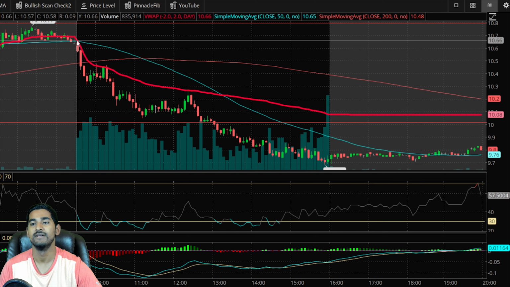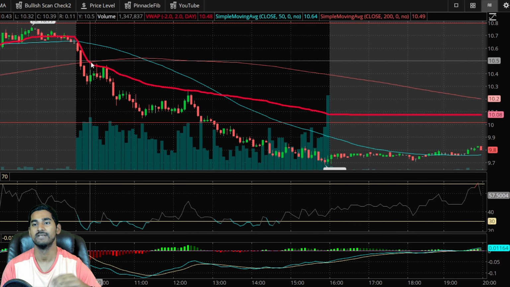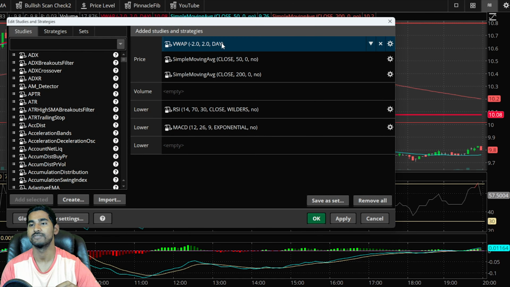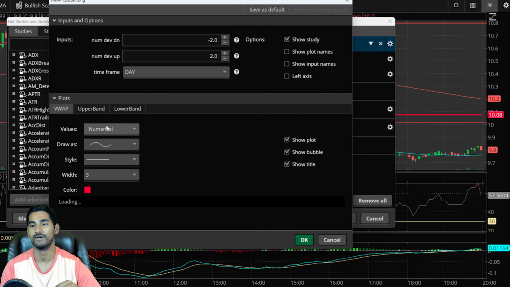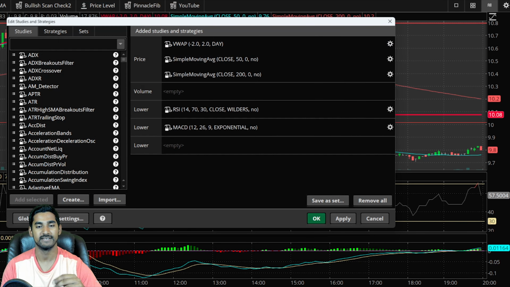And then what happened? What I look for in the short is continuous rejection of the VWAP. If you don't have that indicator, all you have to do is go here and add the VWAP right there. You just need the middle one. You don't need the upper or lower. And I make it red just because it makes it easier to see.